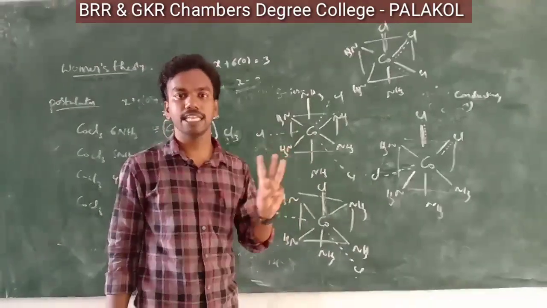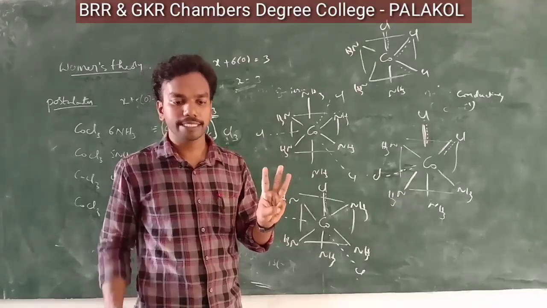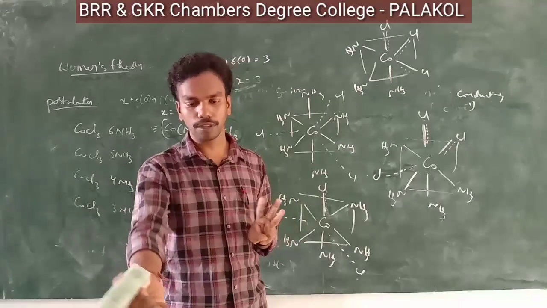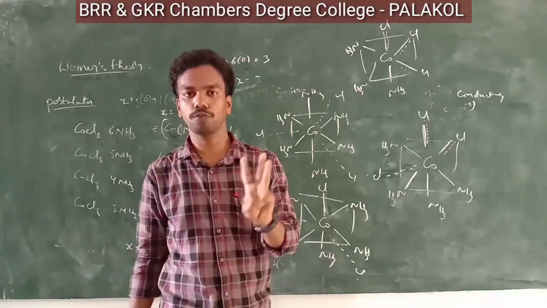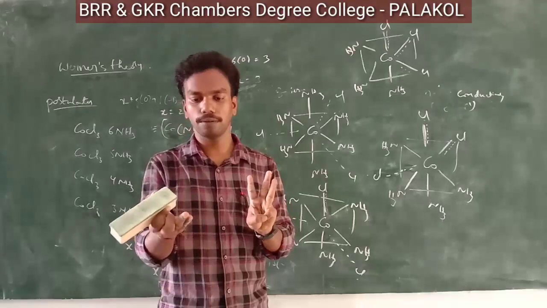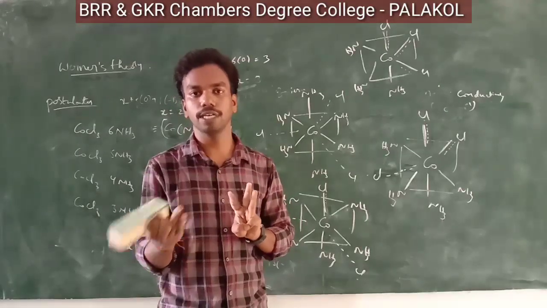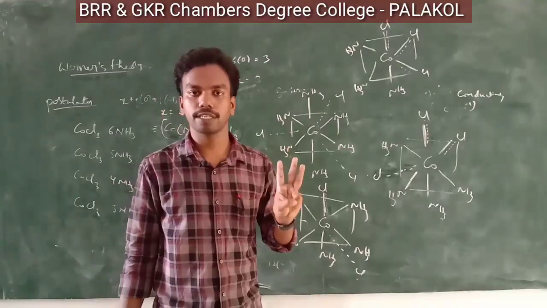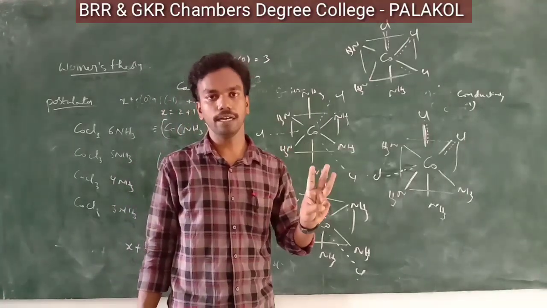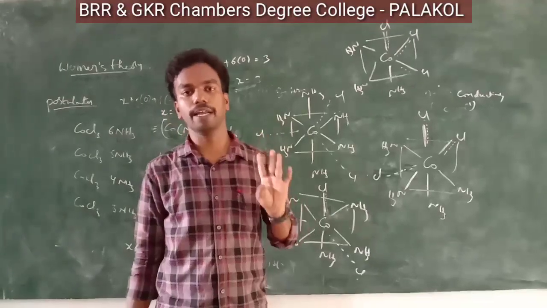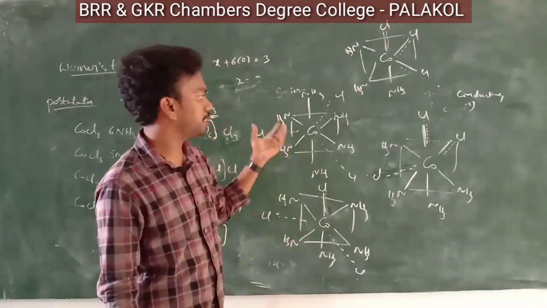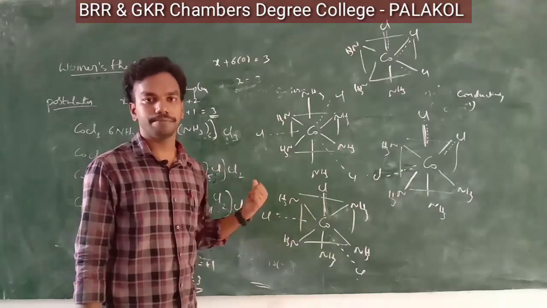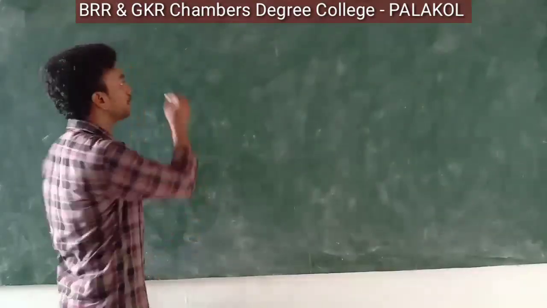The second defect is that this theory fails to explain why certain four coordinate complexes are tetrahedral. I will show you four coordinate complexes a few minutes ago, which one forms tetrahedral and which one forms square planar. So this theory fails to explain why some four coordinate complexes form tetrahedral and some form square planar complexes. So these are the defects of this theory. Okay, I hope everything is clear. Let's move on to the next topic.